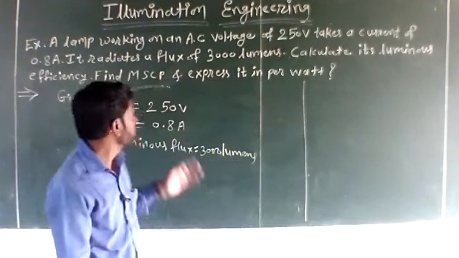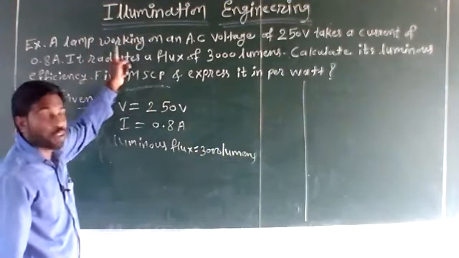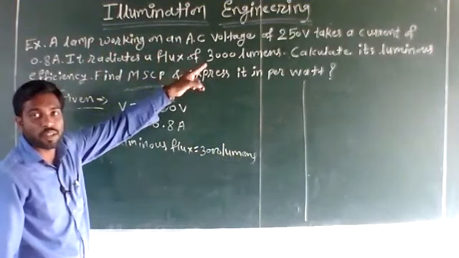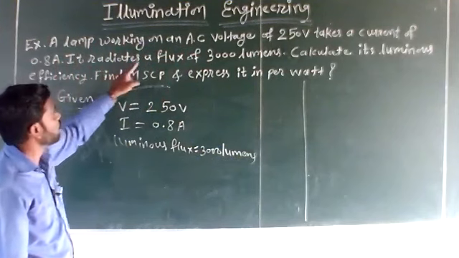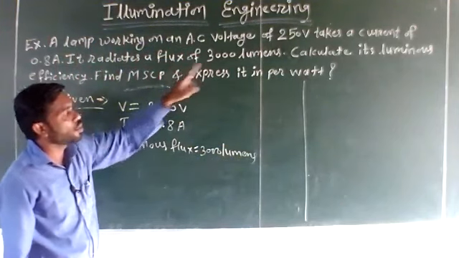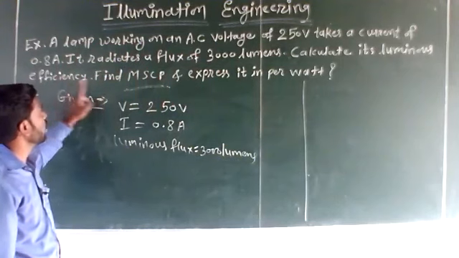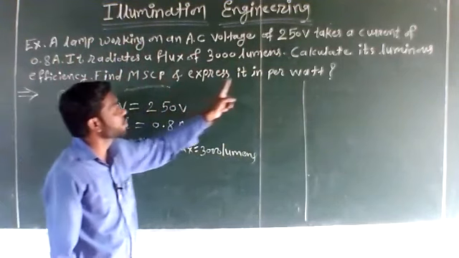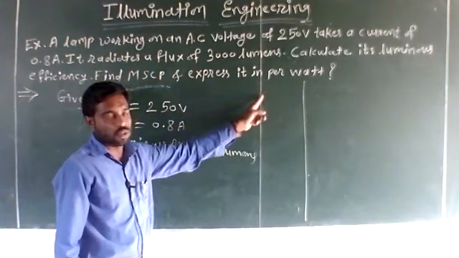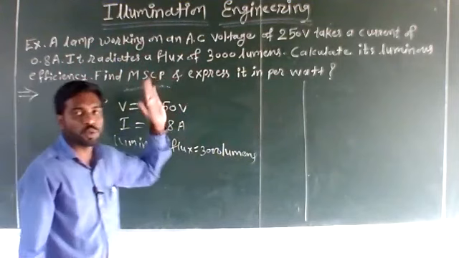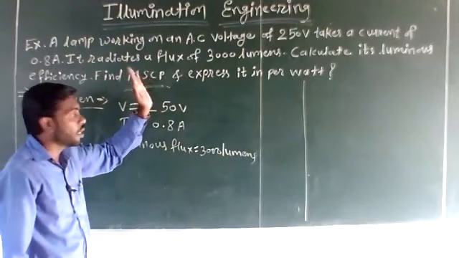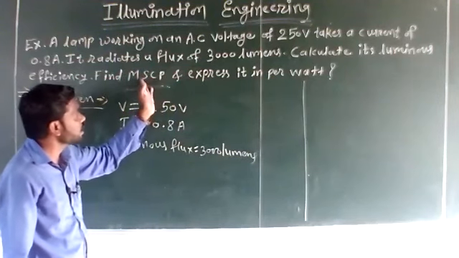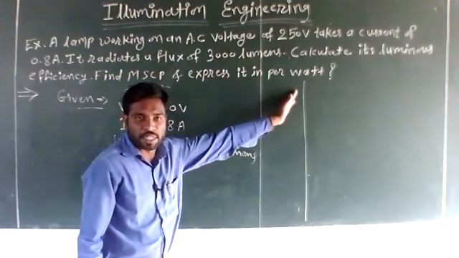So let us start. A lamp working on an AC voltage of 250 volt takes a current of 0.8 ampere. It radiates a flux of 3000 lumens. Calculate its luminous efficiency. Find MSCP and express it in per watt. So here in this numerical you have to calculate luminous efficiency, second part MSCP, and also you have to express MSCP into per watt. Okay.